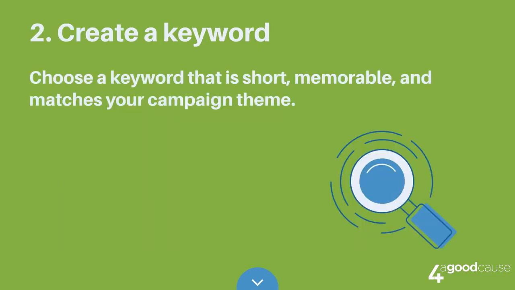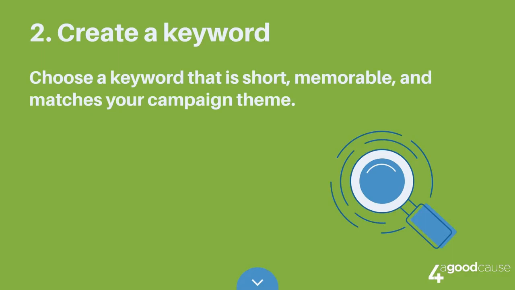Step 2 is to create the keyword that you will use in your campaign. A good keyword is something that's short, easy to remember, and something that matches the theme of your campaign. For example, if your campaign raises money to give backpacks to school kids, then a good keyword might be kids, K-I-D-S, or backpack, or school, or child. Just something that's short, memorable, and goes with the theme of the campaign.